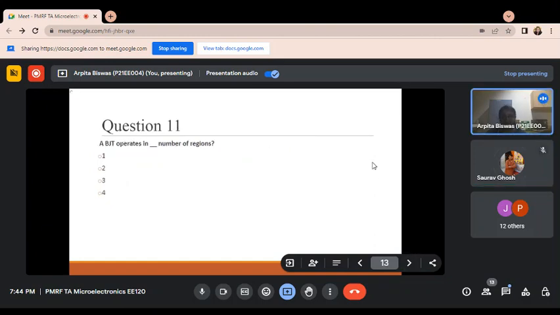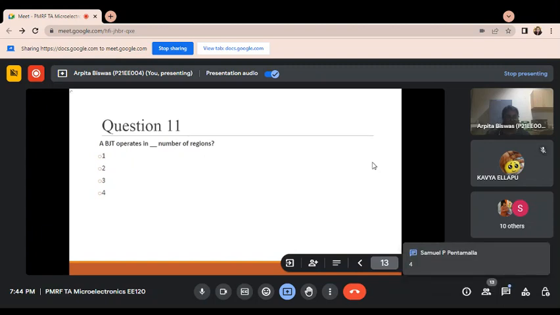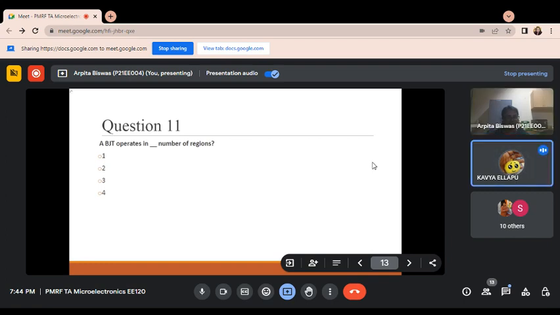So next we are moving towards question number 11. A BJT operates in dash number of regions. So what is the right answer? 3 regions, ma'am. Can you explain? Kavya, what are these 3 regions? Somewhere 4. Okay. Saturation region and active region. Okay. Samuel, can you explain what are those 4 operating regions? Cut-off region, active region, reverse active region, saturation region.